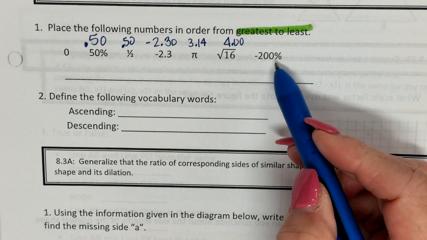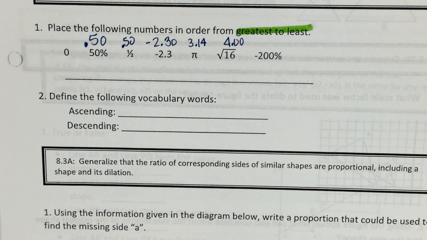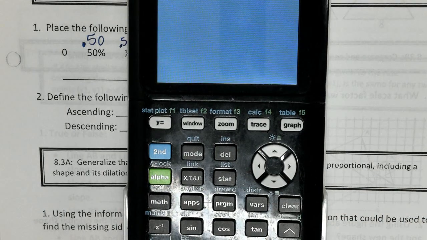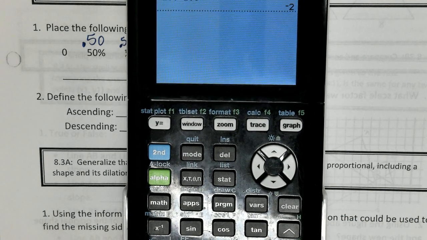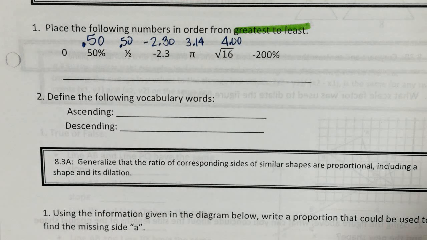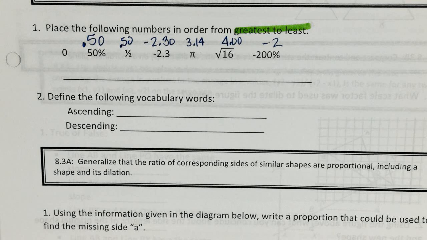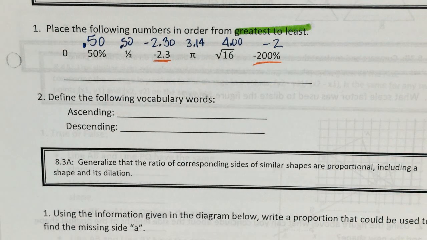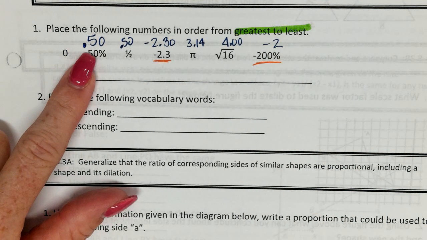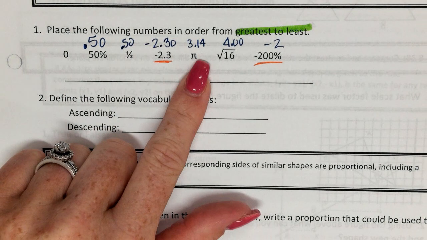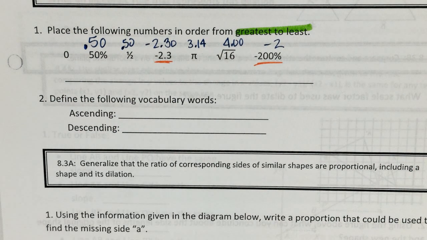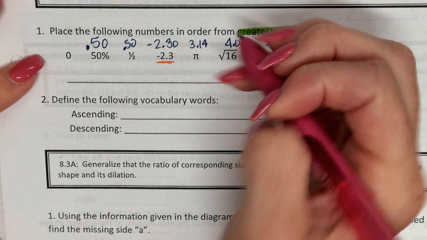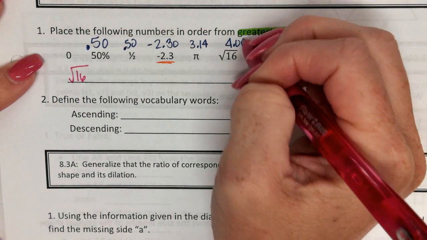And how do I change a percent to a decimal? Put it over 100. So if I have negative 200 over 100, that is negative $2. I want to go from greatest to least. So the negatives are going to have to go last. So I'm just going to underline them so I know that I'm not looking at them right now. Out of these numbers, 0, 50 cents, $3.14, and $4, which one is the greatest? So this one's going to go first. I'm going to write the square root of 16 and then I'm going to mark it out.